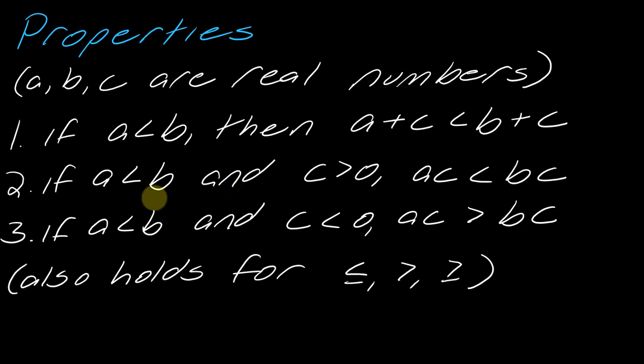Now, where this gets tricky, and the reason I'm bringing up these properties, is, let's say you have A is less than B, and C is greater than 0, meaning C is some positive number. Then if you multiply both sides by C, the inequality remains unchanged. But the third one is the one that really matters. If A is less than B and C is less than 0, i.e. a negative number, then notice what happens. AC is now greater than BC. So the direction of the inequality flips.